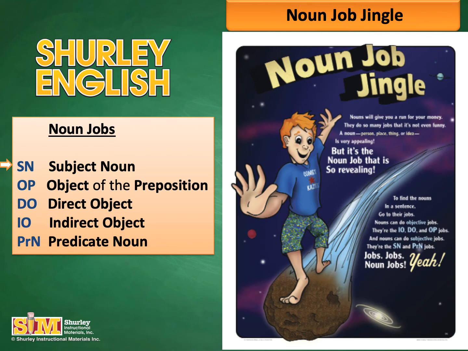Students have learned that nouns can have different jobs or functions in a sentence. They have studied 4 of these jobs already. A noun can be a subject, an object of the preposition, a direct object, an indirect object. Now students will learn about a new noun job. Pattern 4 sentences include the predicate noun.